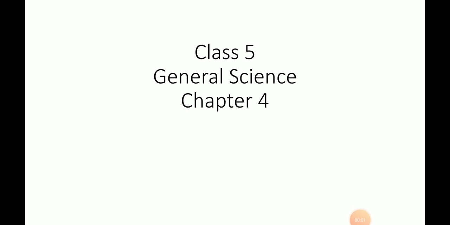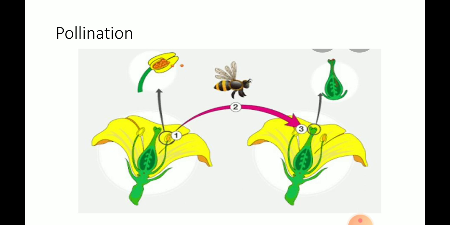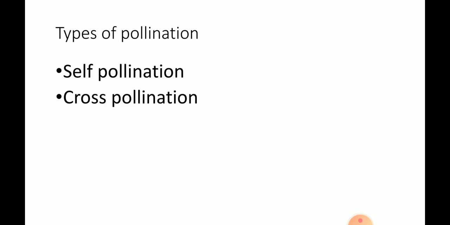Hello everyone. Today we continue with chapter 4 and today our topic is types of pollination. In the previous class we have already learned what pollination is. Pollination is the transfer of pollen grains from the anther to the stigma of a flower. Pollen grains are the powdery yellow substance present in the anther of a flower, which produce the male reproductive cells. And today our topic is types of pollination.